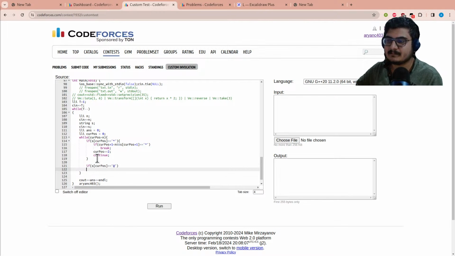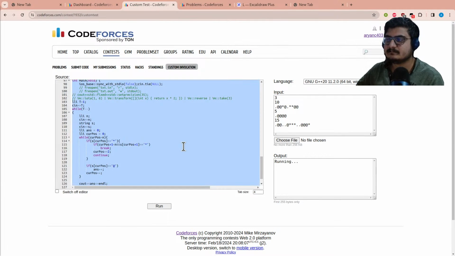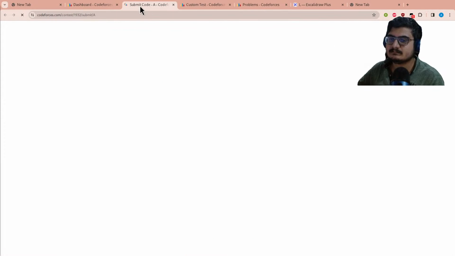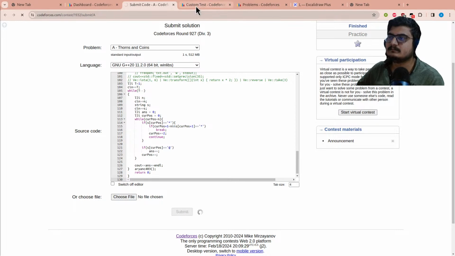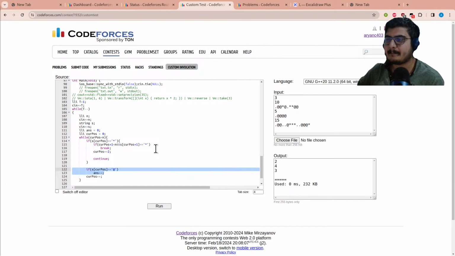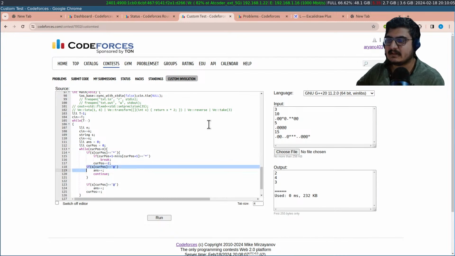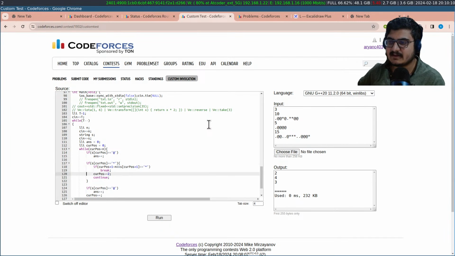If current cell contains a coin, add it to your answer count and move one cell to the right. And this was the idea for this problem. Why is it 2? We should jump two cells and let's move this. If the current cell contains a coin, add this to our counter.